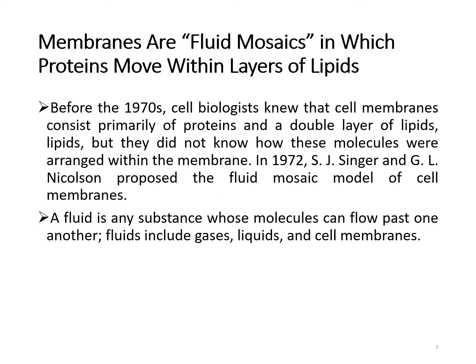Okay, so let's discuss the fluid mosaic model. Before 1970, cell biologists knew their cell membrane consists primarily of proteins and a double layer of lipid, but they did not know how these molecules were arranged within the membrane. In 1972, S. J. Singer and G. L. Nicholson proposed the fluid mosaic model of the cell membrane. A fluid is any substance whose molecules can flow past one another. Fluids include gases, liquids, and cell membranes, which form the base for our understanding of membrane structure and function.